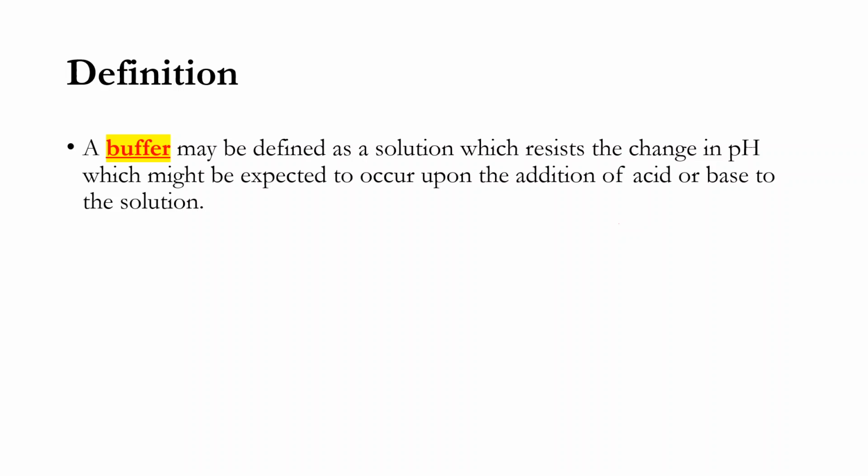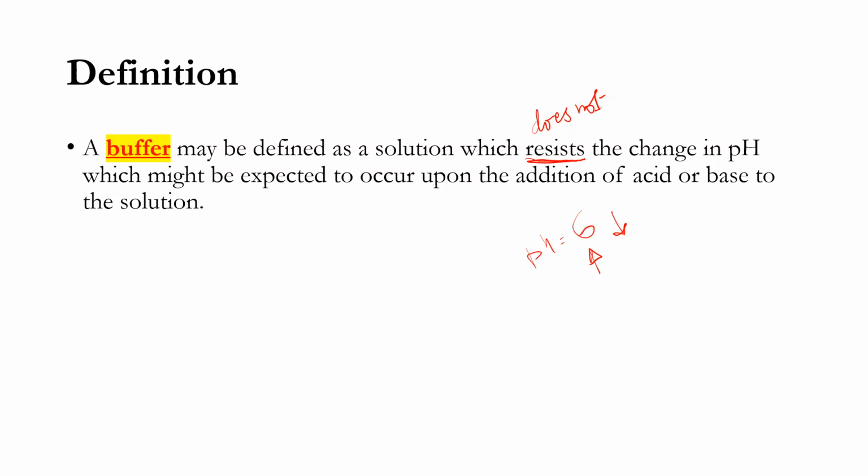By definition, a buffer may be defined as a solution which resists or does not allow a change in the pH of the solution, which might be expected if we add an acid or a base. So let's assume the pH of the solution is 6: even if we add any acid, it will not go down, or any base, it will not go up. The resultant pH will always be the same.